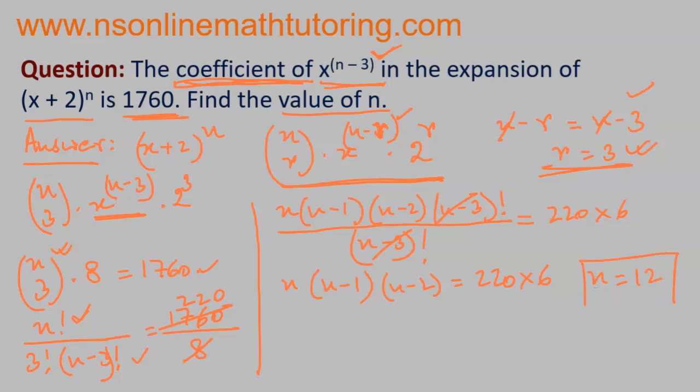We have found the value of n, but in case you are not sure, let me do the checking. Instead of NC3, I am writing 12C3. 12C3, of course, the power of x will be 12 minus 3, which is 9. It will be x to the power of 9. But we do not require that. What is 12C3 times 8? Is this equal to 1760? Let us check. Okay.